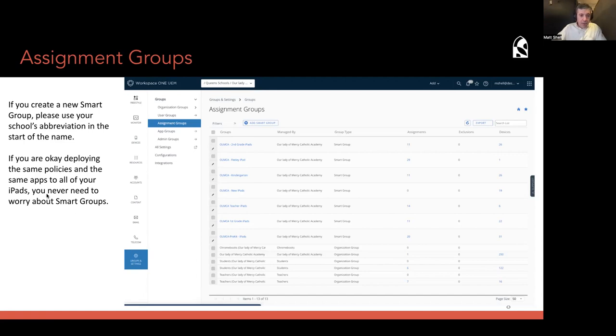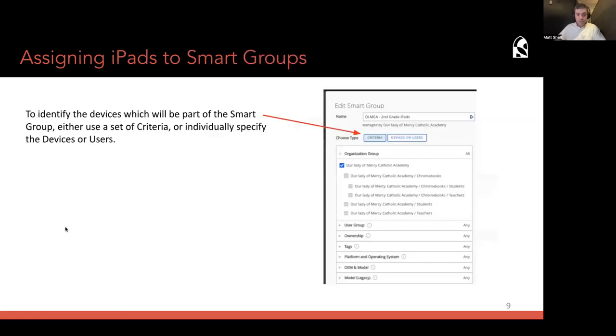But I'm mentioning here, like I said before, as long as you're okay with all the iPads essentially behaving the same with regard to policies and apps, you don't need to create any smart groups. But if you do choose to create a smart group, there's 2 ways you can assign them, either by a criteria or devices and users, meaning individually. And the criteria tags here is really the best criteria to use, or individually, you can just manually select them one by one.